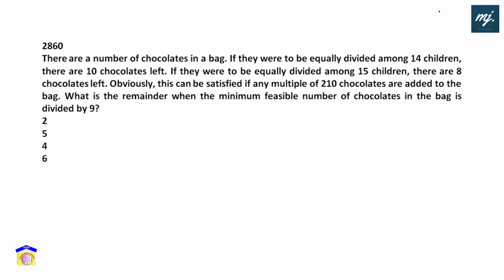There are a number of chocolates in a bag. If they were to be equally divided among 14 children, equally, maybe like 2, 2, 2, 2 or 3, 3, 3, 3, there are 10 chocolates left. Suppose there are n chocolates. Can I say n is 14 q1 plus 10, where each child, equally divided among 14 children, is getting q1 toffees?